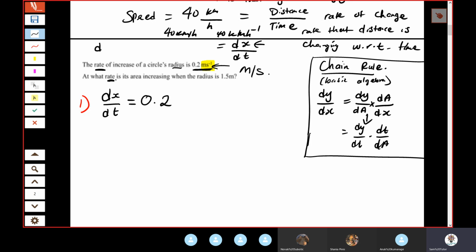At what rate is its area increasing when the radius is 1.5? Okay, what am I trying to find? Actually, I might change this to r. It might be a bit easier for us, I think. Make that r. It doesn't really matter what letter you pick, but for the first question, it might be easier. Part 2. Part 1, given. Part 2, according to the question. At what rate is its area increasing when the radius? Okay, what do I write? Rate, area.